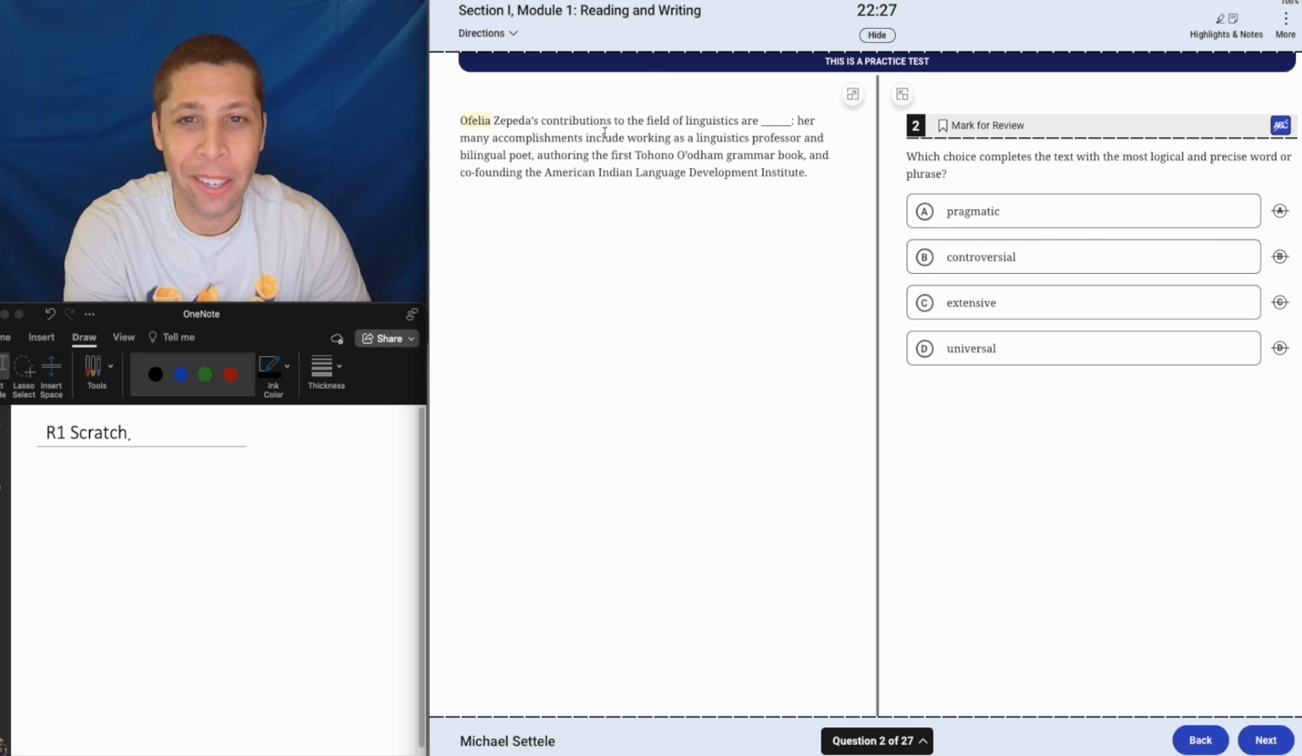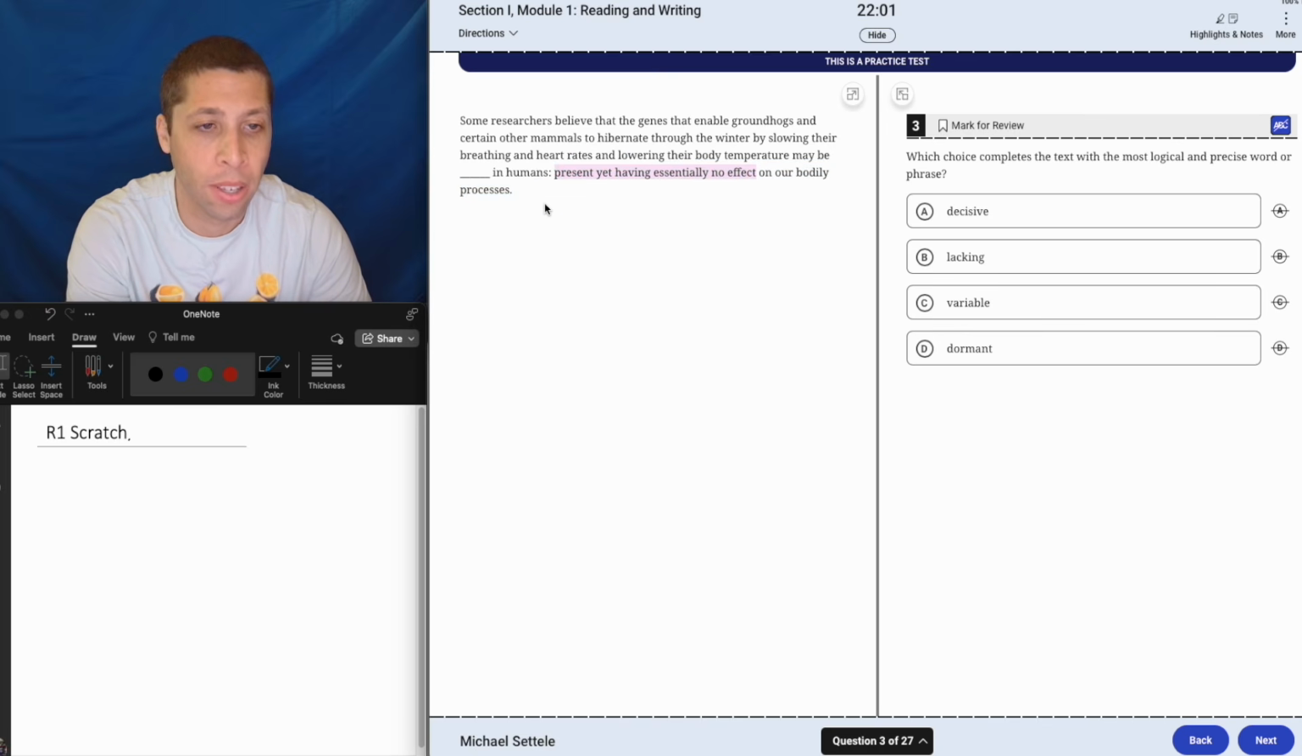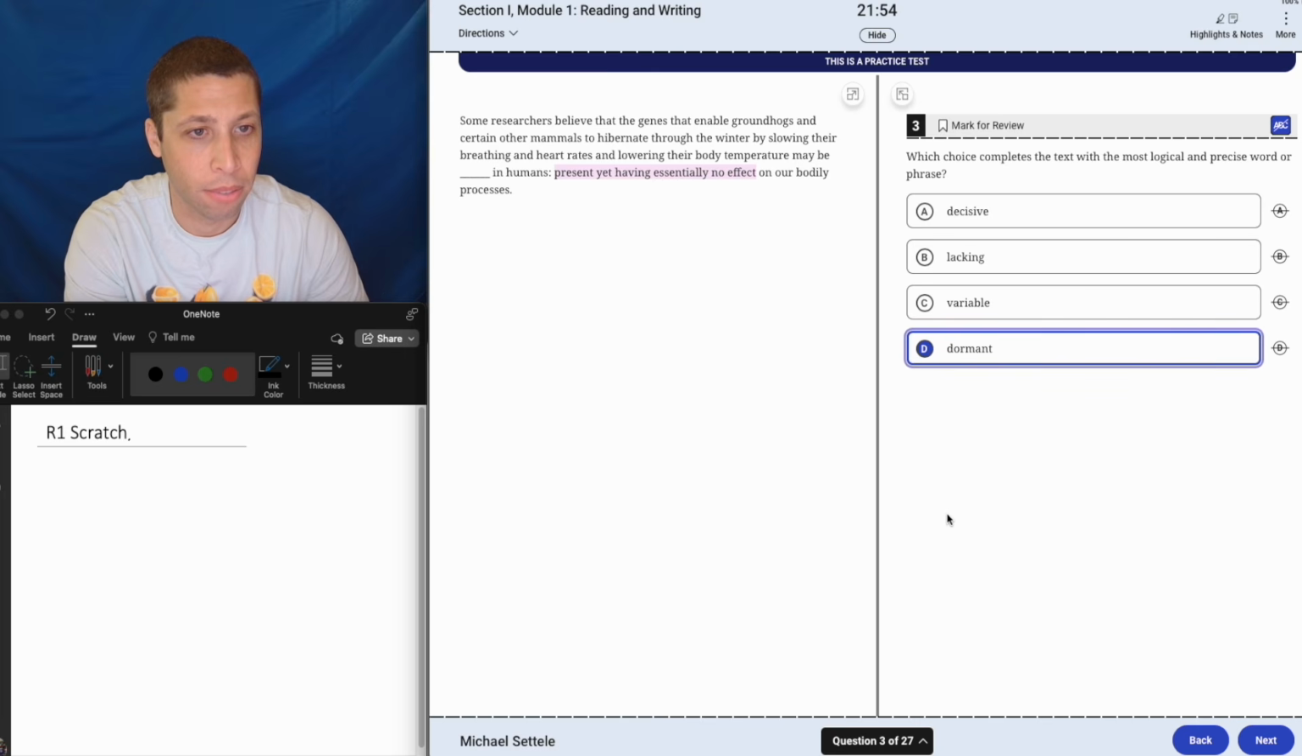Ophelia Zepeda's contributions to the field of linguistics are blank. Her many accomplishments are many, right? Her contributions are many. Yeah. Extensive. Some researchers believe that the genes that enable groundhogs and certain other mammals to hibernate through the winter by slowing their breathing and heart rates and lowering their body temperature may be blank in humans. Present, yet having essentially no effect. Okay, look at how easy, they're just giving you the definitions of these words. So we need something that means present, yet having little or no effect. So dormant. Something is dormant, it's asleep. It's there, but not effective. So yeah.